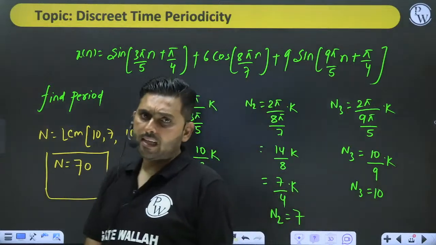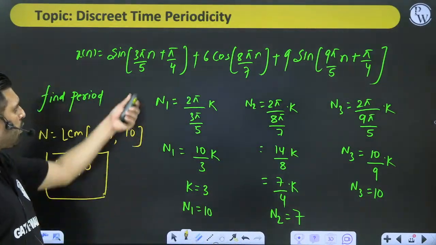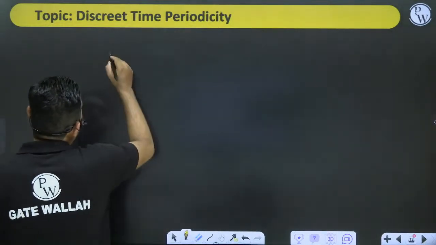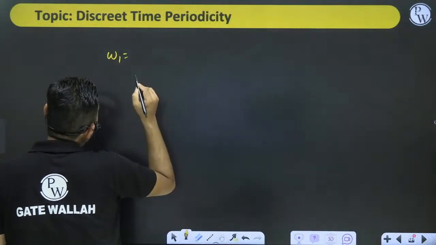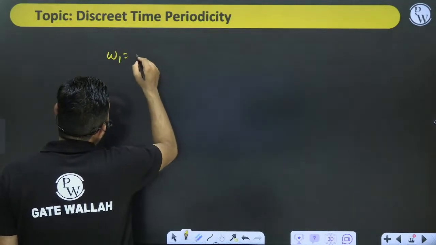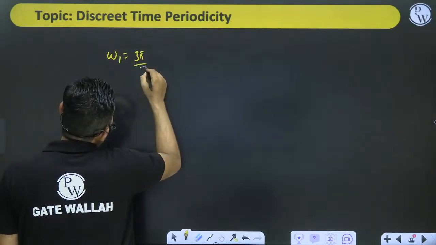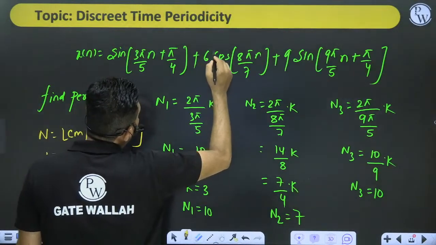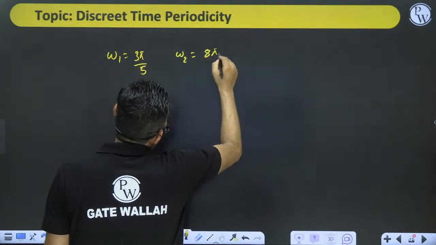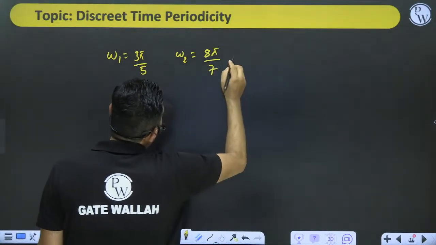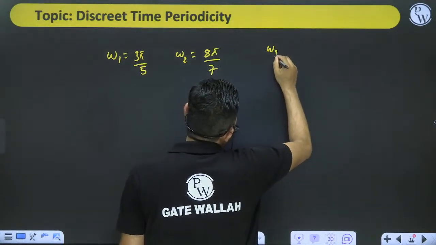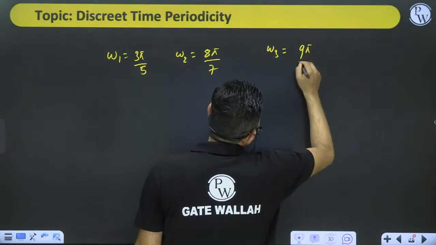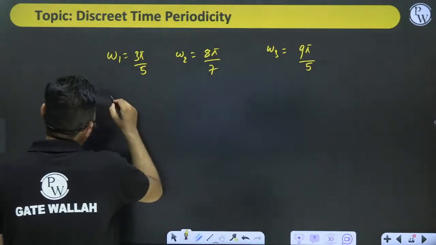Is there any other method? Yes, the omega method is also valid here. Let's take the omega method and take the GCD of this function. Omega 1 is 3 pi by 5. Omega 2 is 8 pi by 7. And omega 3 is 9 pi by 5. So take the GCD, omega 0.